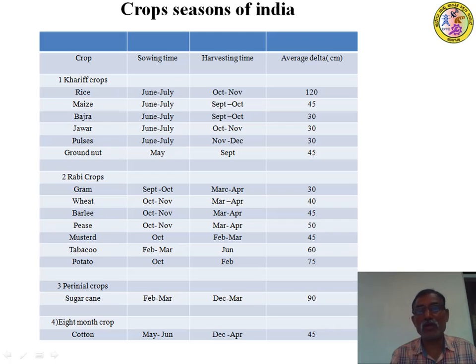Similarly, Rabi crops are gram, wheat, barley, peas, mustard, tobacco and potato. Accordingly, the sowing season is given, and the harvest season is also given. The average delta of these crops is also given, that is 30 centimeters, 40 centimeters, 45 centimeters, 50 centimeters, 45, and so forth. Right? Perennial crops are usually sugarcane, sown February to March. Harvesting is December to March. The average delta for sugarcane is 90 centimeters.